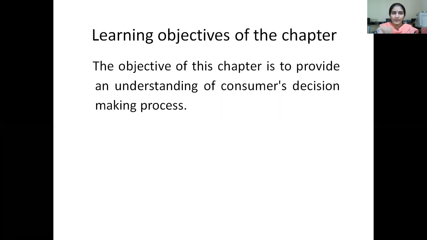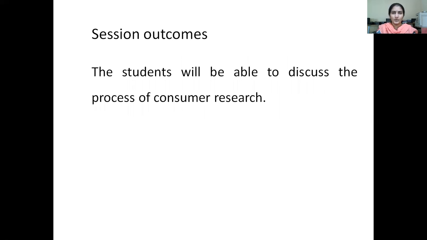So friends, before exactly starting today's topic, let us first understand the learning objective of the chapter. The learning objective of the chapter is to provide an understanding of the consumers' decision-making process. We are going to understand here in detail what the decision-making process is, and in particular how the consumer's decision-making process takes place. The session outcome: the students will be able to discuss the process of consumer research. Here you will understand in detail what the process is, what the different steps in consumer research are, and how we can conduct consumer research.